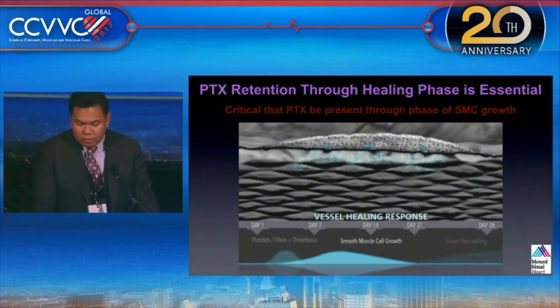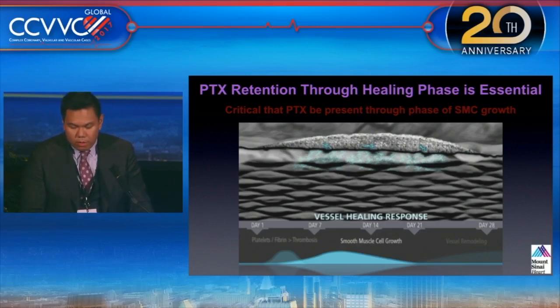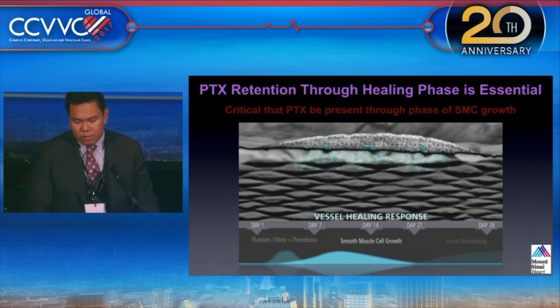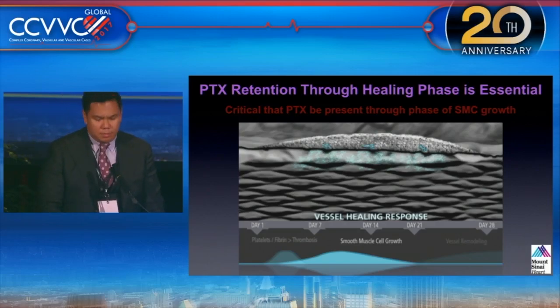Paclitaxel retention is essential for this to work. Here we could see the layers of the vessel wall. Now, paclitaxel works to interfere with that smooth muscle cell growth during the healing phase, which typically occurs around 14 days after the procedure, thus preventing restenosis.